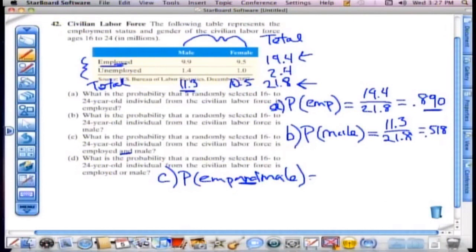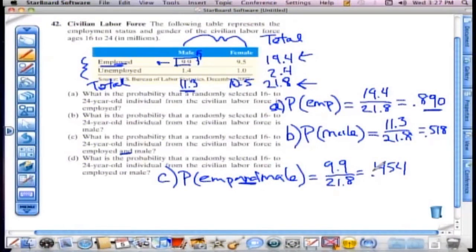And in a contingency table, we can go to the cell, okay, here's employed males. Right? Employed, male. So we're just looking at that one cell that cross-classifies both employed and male members of the civilian workforce. Out of the 21.8, when we reduce that, we get 0.454. So 45.4% of the civilian workforce is both employed and male.